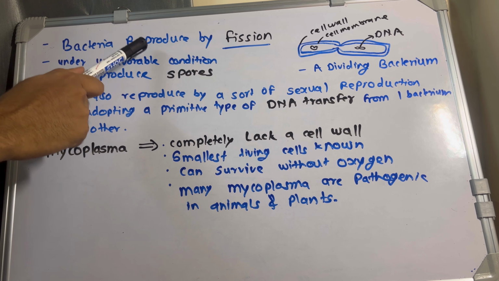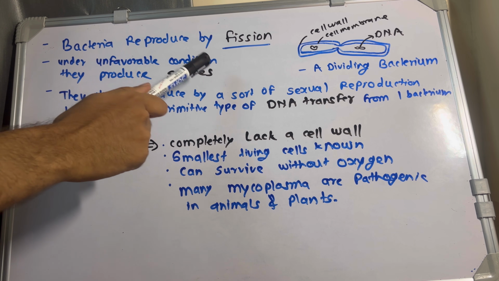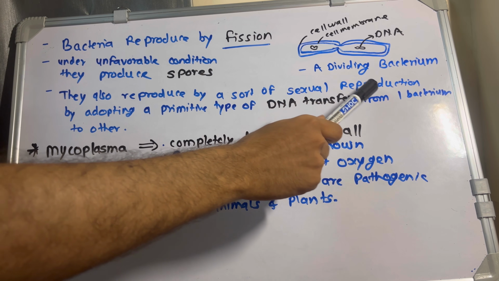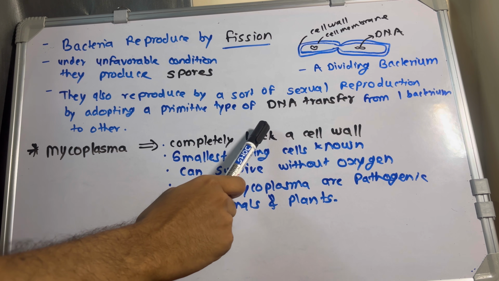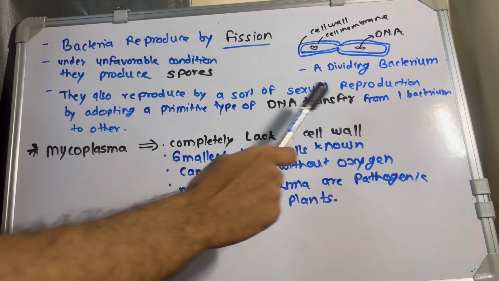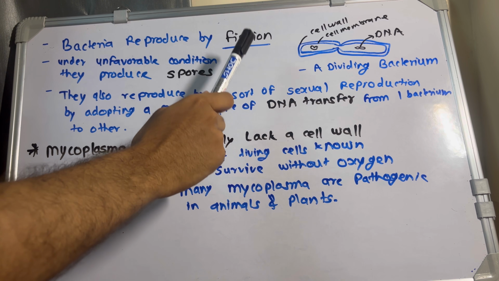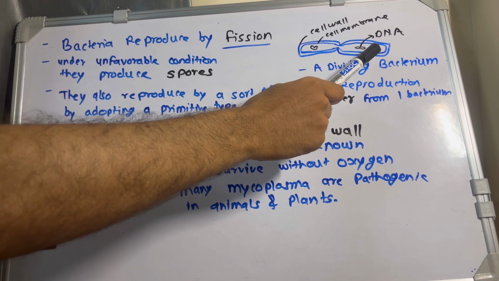The bacteria reproduce by fission. Under unfavorable conditions, they produce spores. They also reproduce by a sort of sexual reproduction by adopting a primitive type of DNA transfer from one bacterium to the other. So, this diagram is showing a dividing bacterium by fission. Cell membrane, cell wall is there and DNA.